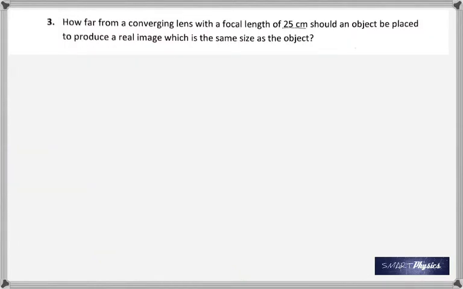Number 3, how far from a converging lens with a focal length of 25 centimeters should an object be placed to produce a real image which is the same size as the object? Now that's the important point. Same size as the object. That means the magnification is 1. Another thing is, it's a converging lens. And we are asked to find how far should the object be placed. DO. We're looking for DO. Once again, the lens equation.